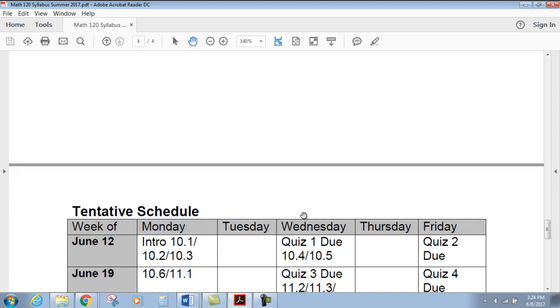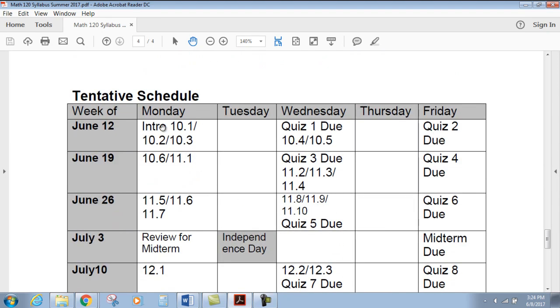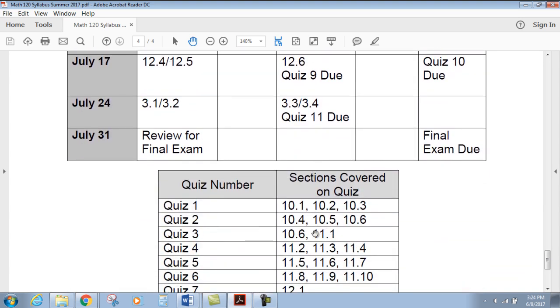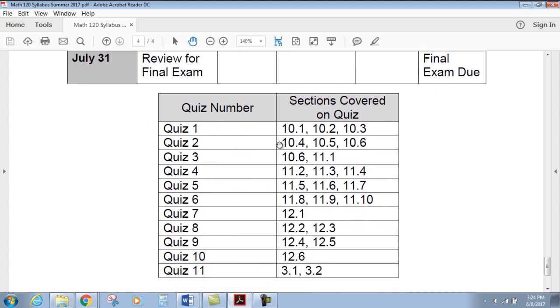Down here I have a tentative schedule. This could change, but there's our tentative schedule. It typically doesn't change, but that's what the schedule looks like. And this part here shows the quizzes and what's covered on the quizzes.